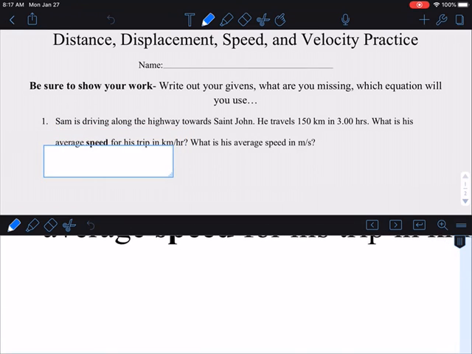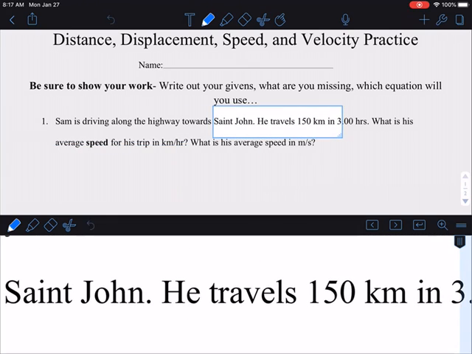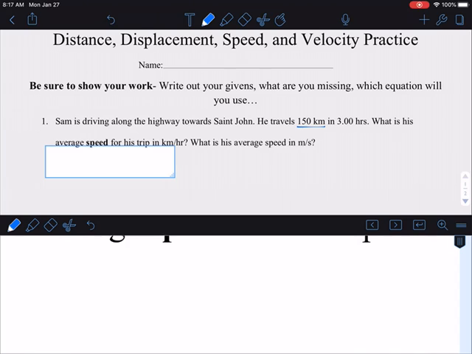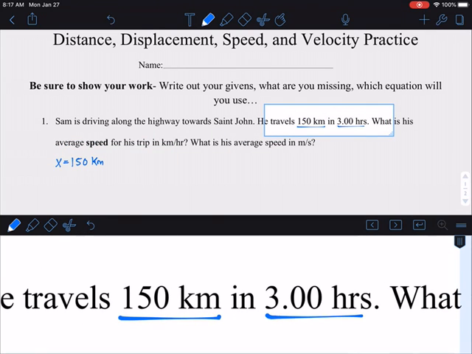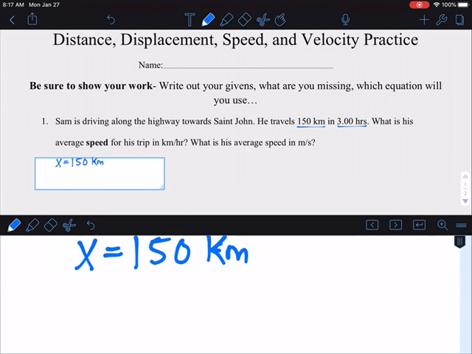Okay, so let's answer this first part. Let's go ahead and write out our givens. So he travels 150 kilometers. Kilometers is a measurement of length, so I know my x is 150 kilometers. Then I also see 3 hours. Hours is a measurement of time, so time is 3 hours.